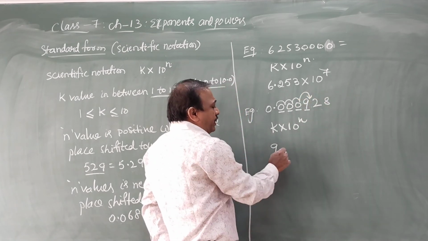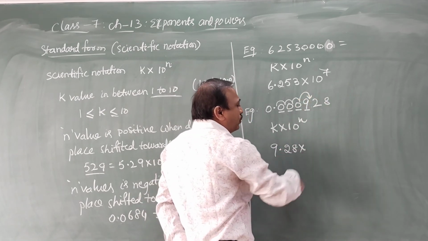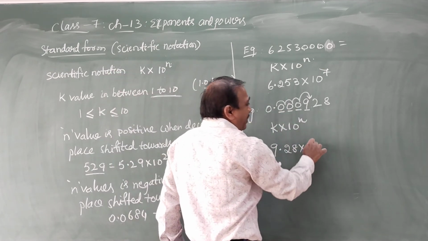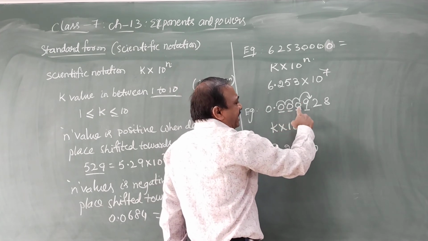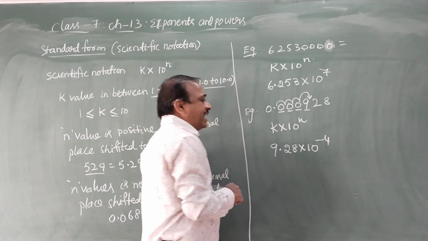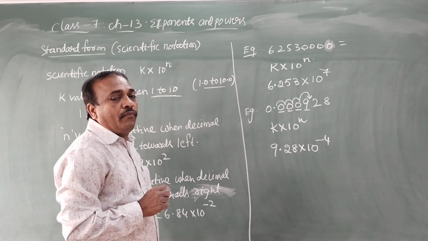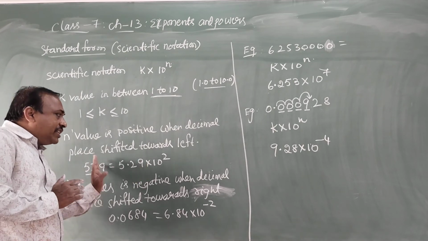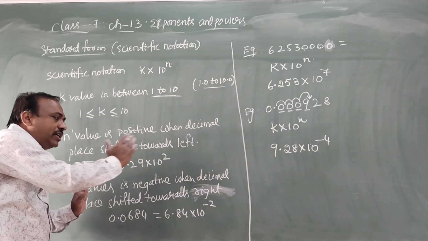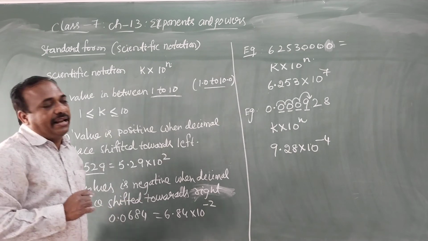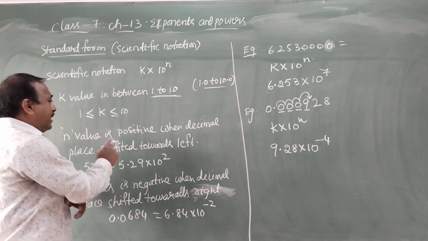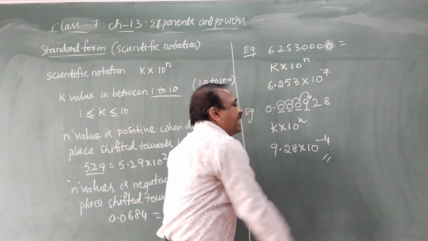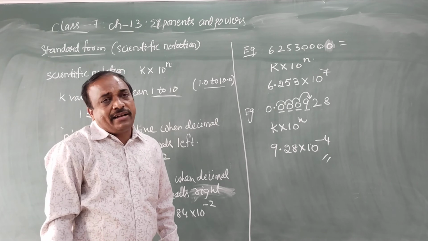Here I place the decimal point: 9.28 into 10 to the power, as I move the decimal point towards the right side. How many places do I move? 1, 2, 3, 4. So I will make the power negative, 10 to the power minus 4. Is it clear? When we are moving towards the left side, the power will be positive. When we are moving towards the right side, the power will be negative. This is scientific notation or standard form.